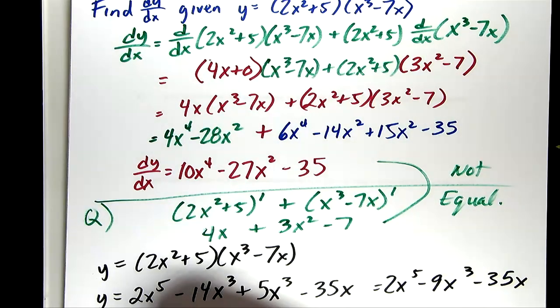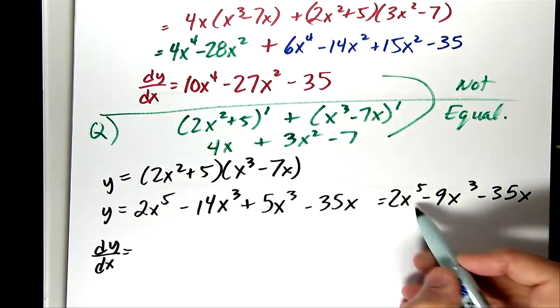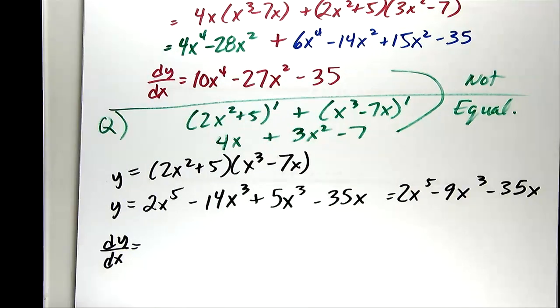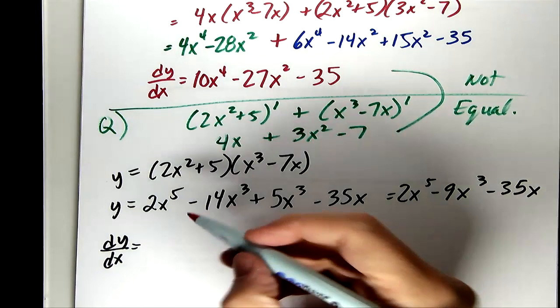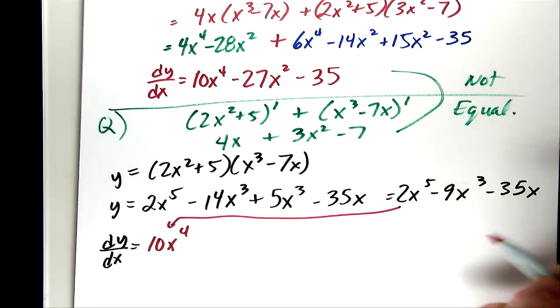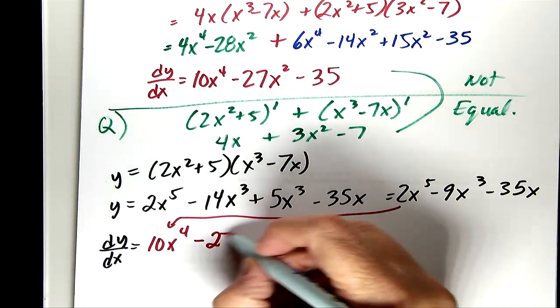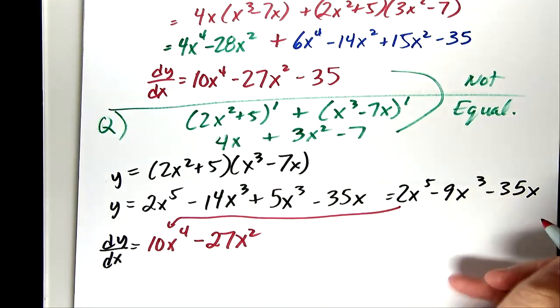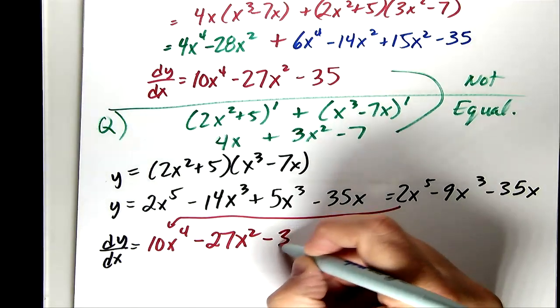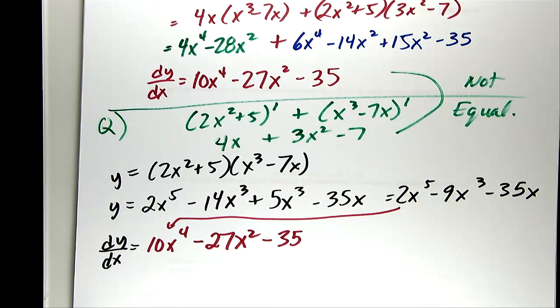And when we do dy dx here, the derivative of 2x to the 5th is simply 10x to the 4th. Here we bring the 3 down, negative 9 times 3 is negative 27. We lower that by a power, and negative 35x, x just goes away. And we get the same thing. And I actually think it's easier here.